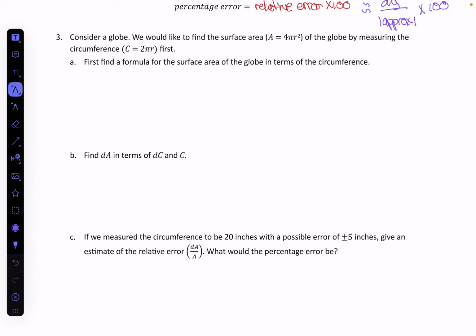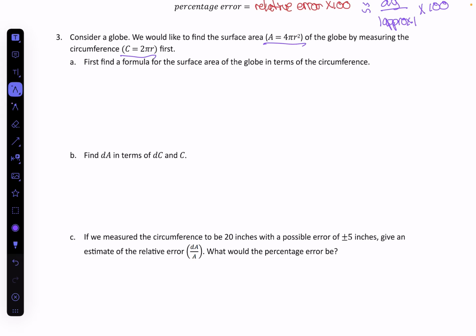Hello again. We are here with our last video for this worksheet for section 2.8. We're going to work through number 1. We will consider a globe. We would like to find the surface area. So the formula for surface area of a globe is 4 pi r squared. We're going to do this by measuring the circumference because that's just what's easier to do in real life.